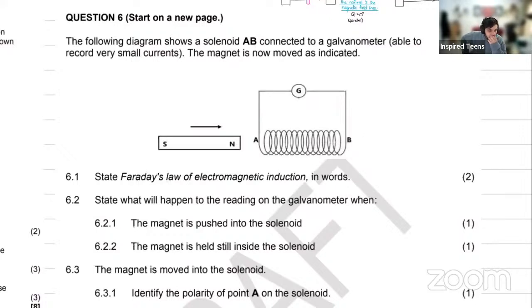6.2. State what will happen to the reading on the galvanometer when: 6.2.1, the magnet is pushed into the solenoid, and 6.2.2, when the magnet is held still inside the solenoid. I want you guys to help me with this. 6.2.1: what will happen when the magnet is pushed into the solenoid? What will happen to the reading on the galvanometer? Remember, the galvanometer is able to read current, so it's going to be able to tell what the current is.